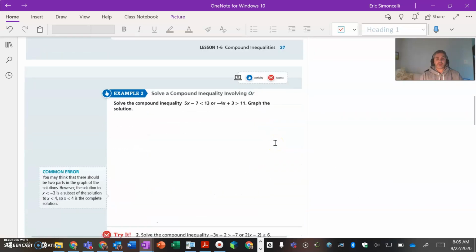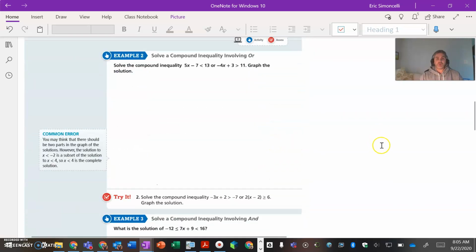All right, next, example 2. Solve a compound inequality or. Okay, so speaking of an or compound inequality, solve the compound inequality 5x minus 7 less than 13 or -4x plus 3 is greater than 11, and then graph the solution. Okay. So we're going to go ahead and take a look.